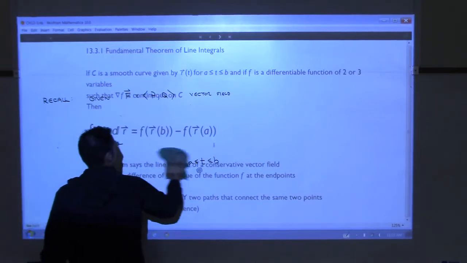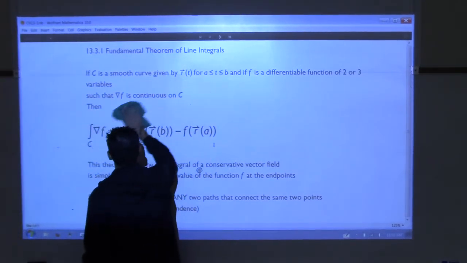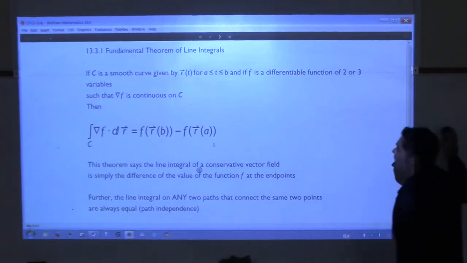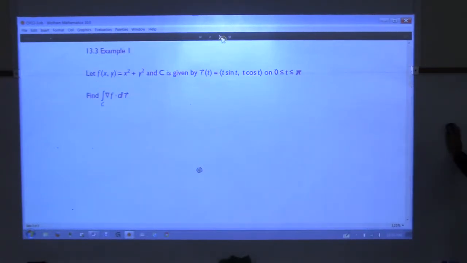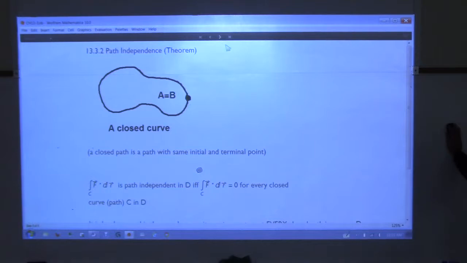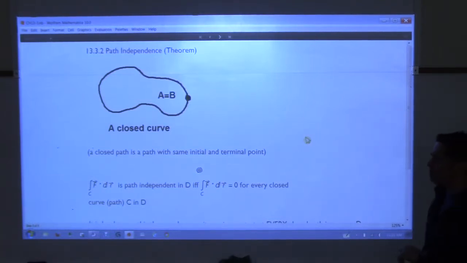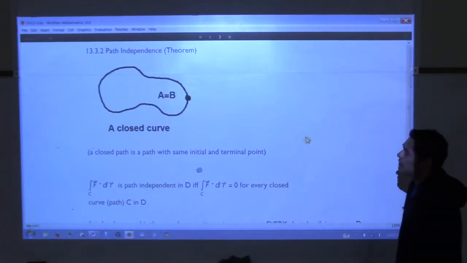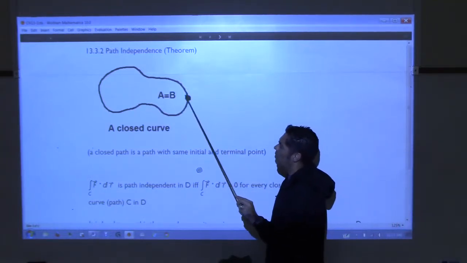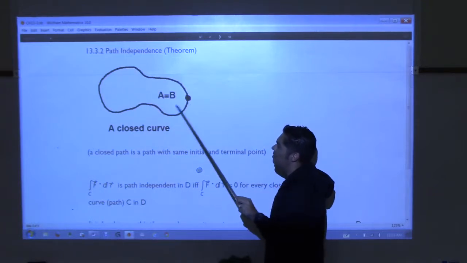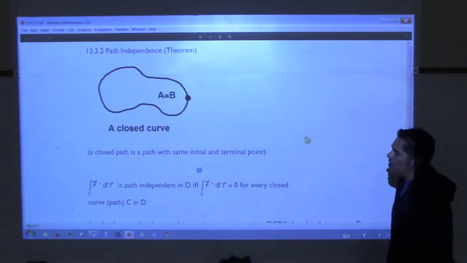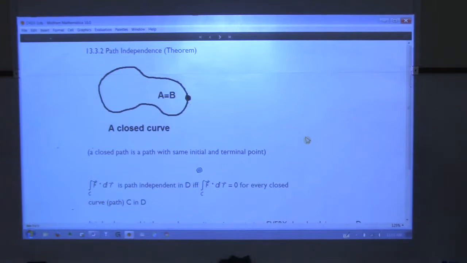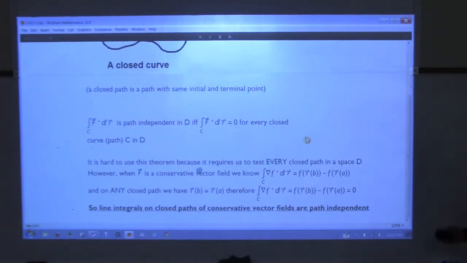Okay. And then we stopped because this theorem that we got right here is connected to the fundamental theorem of line integrals, but not in a way that we would hope it is. So let's just read what this theorem says. If you have a closed curve, right, starts at a point, goes around, ends at the same point, that's the definition of a closed curve. Then let's look at what this theorem says.